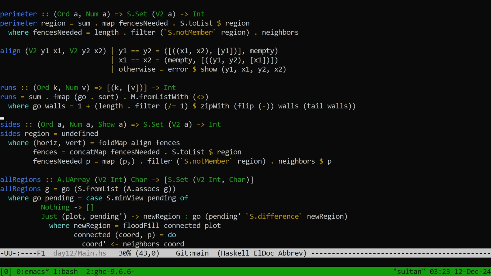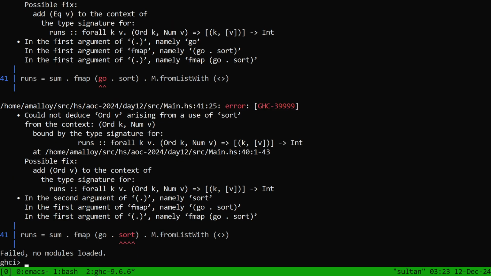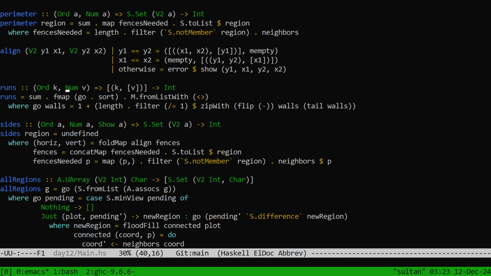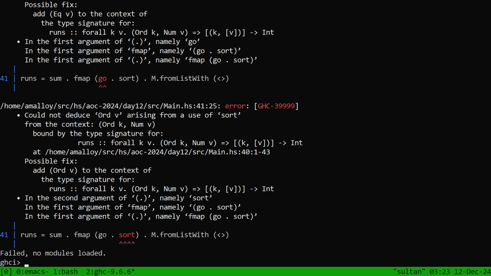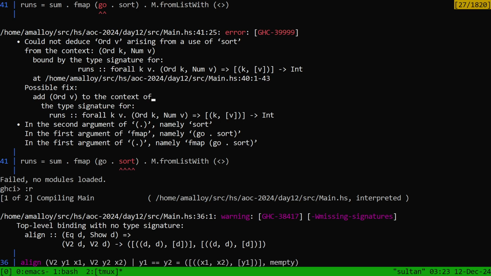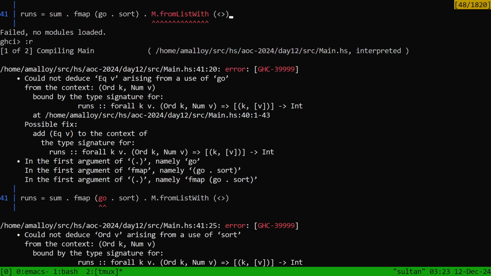I thought we had all this compiling before I took these out into top-level functions. Am I wrong? Ord v. Oh, you're right, I do need Ord v, because I'm sorting the list of values as well. Okay. Really, there were two errors here? Ah, I was using Eq as well. Okay, interesting.